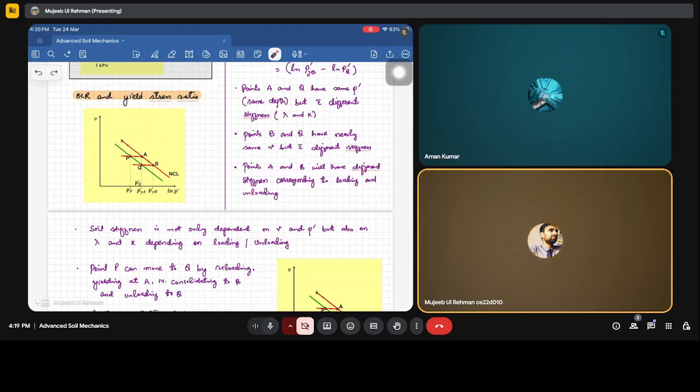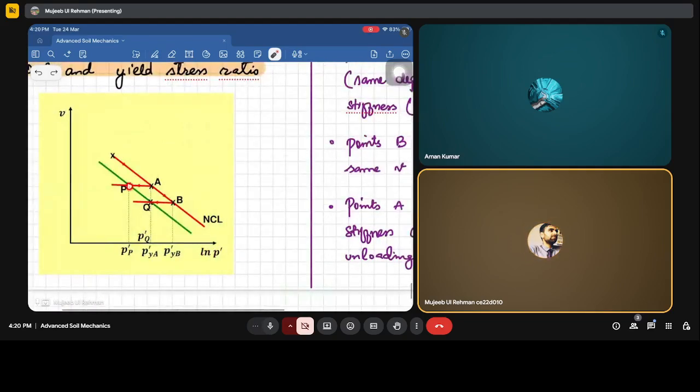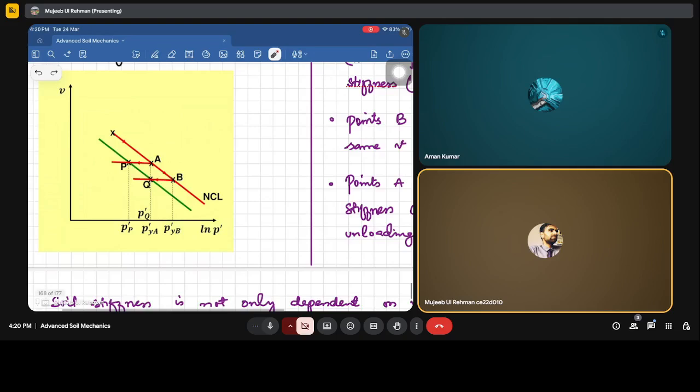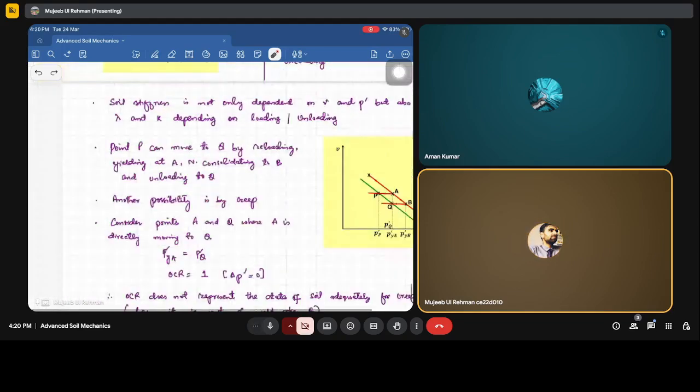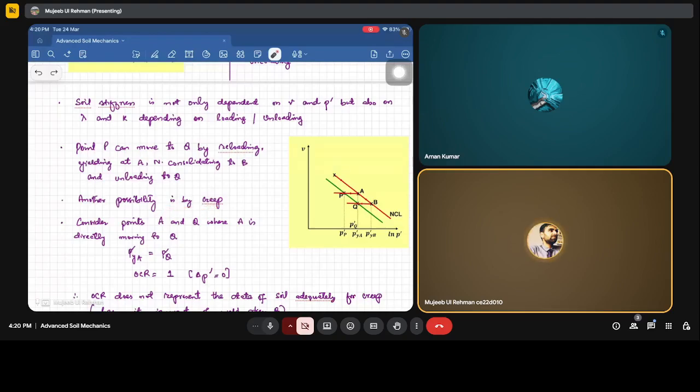Now point P can move to Q. If we want this P to reach point Q, it has to do first reloading, swelling from P to A, then loading from A to B, then swelling from B to Q. Fine. Or we can simply reach from here by decreasing the stresses.